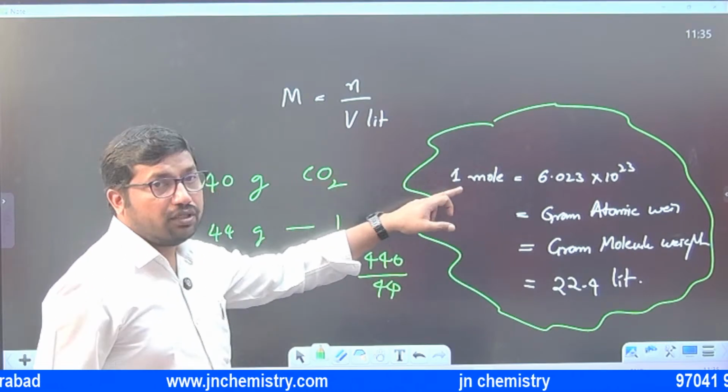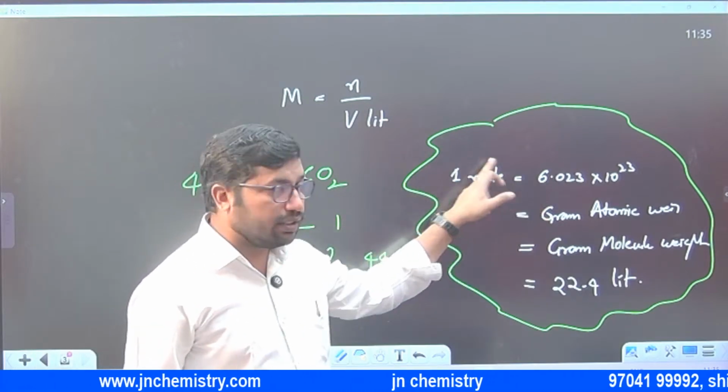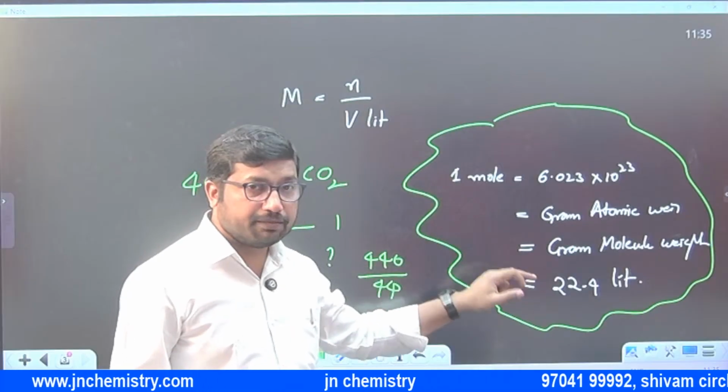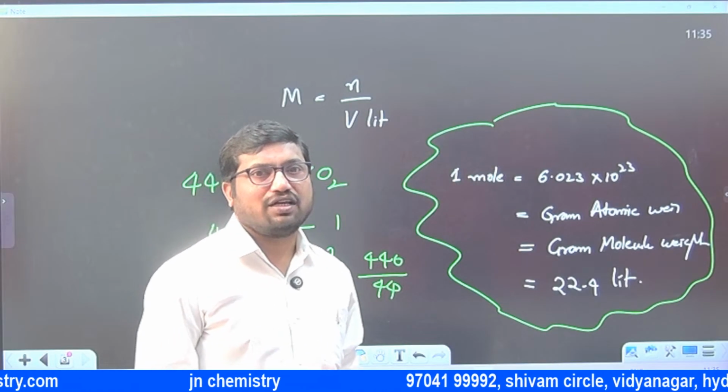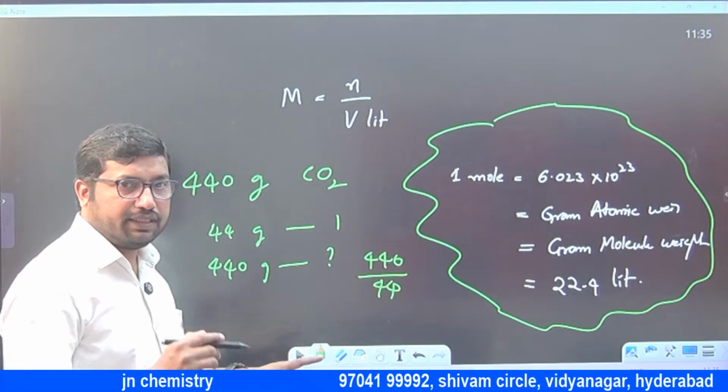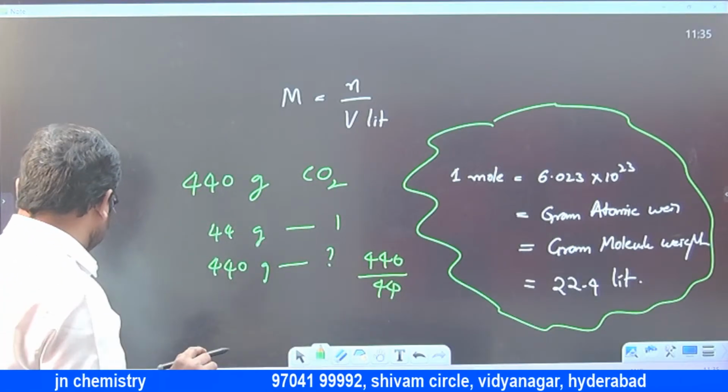But sometimes they'll give the atoms or molecules, so then we need to calculate the number of moles. Sometimes they'll give the volume, that also we can calculate. But always we'll think that number of moles means weight by molecular weight. In those cases, a number of people are making the mistake.